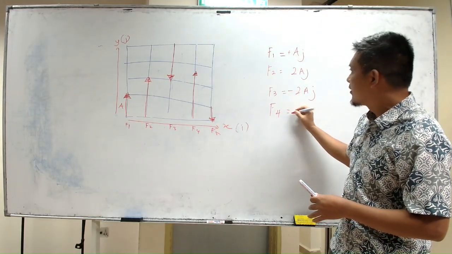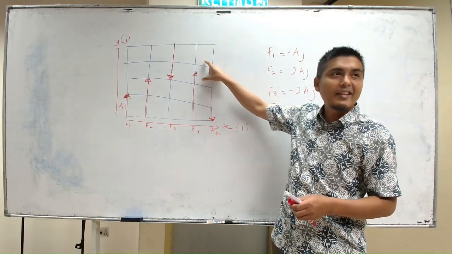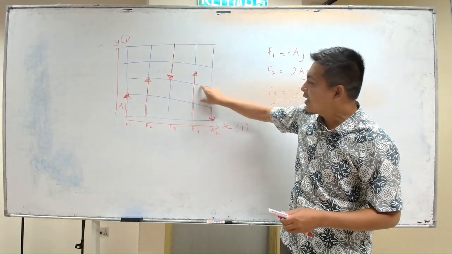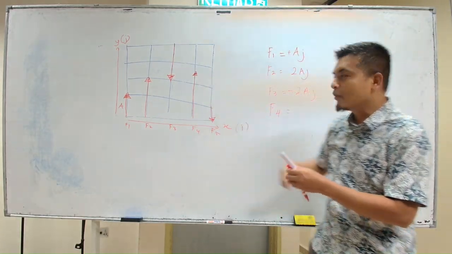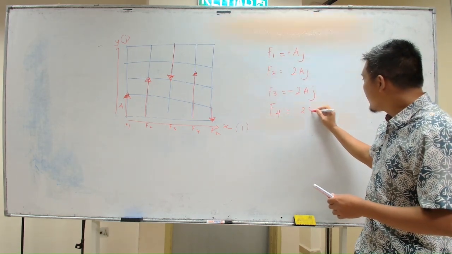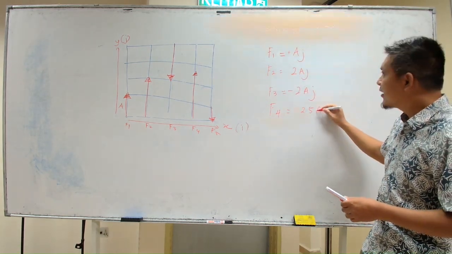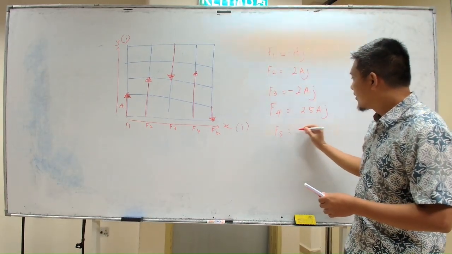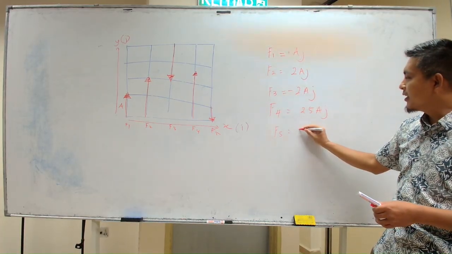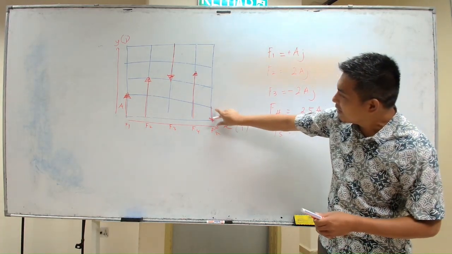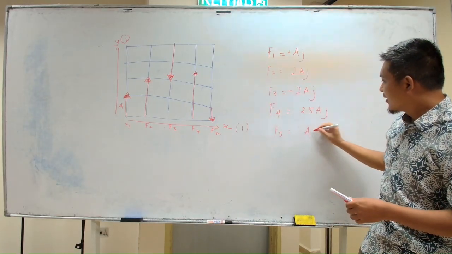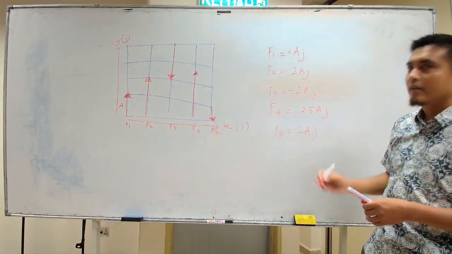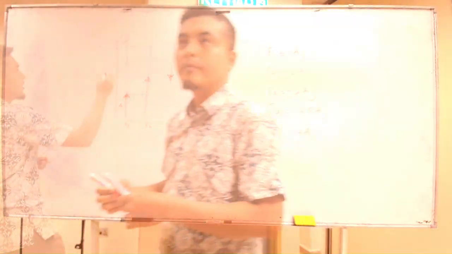F4. Do you think it's 3? 2.5A, half A, is it? So you have 2.5A. The direction is J. F5, negative. The value is A. The direction is positive, negative. So this is the vector. Something like that.